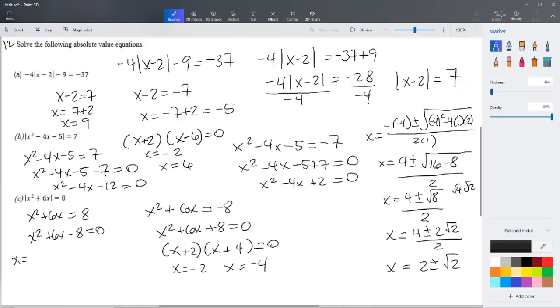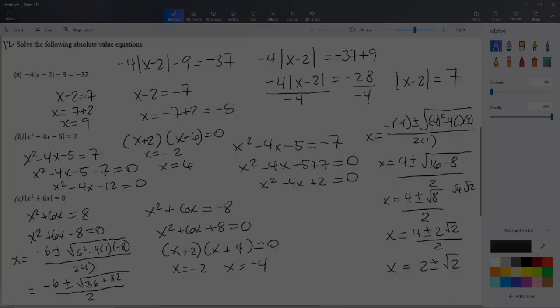So x is equal to -b, so -6, plus or minus the square root of 6 squared minus 4 times a, 1, and c, -8, all over 2 times 1. So that's going to give us -6 plus or minus the square root of 6 squared, 36, minus 4 and a -8, that's plus 32, all over 2 times 1, 2.